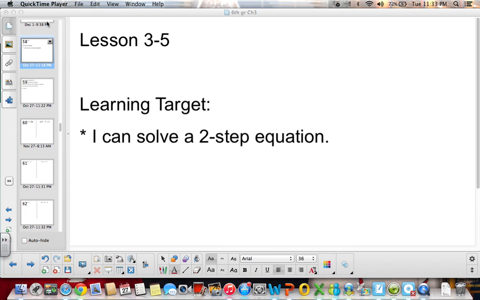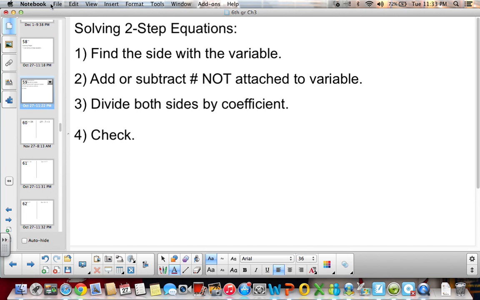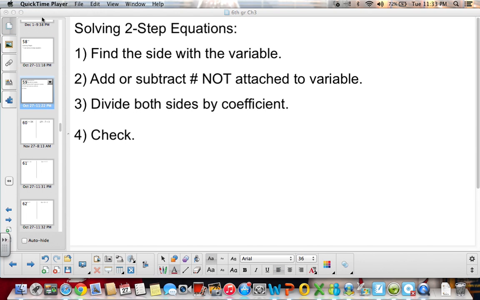Our learning target is solving a two-step equation. So we've been solving equations that just involve one step with either addition, subtraction, or multiplication. The problems that we're going to look at today have two steps involved for us to still solve for the variable. So write this down in your notes.